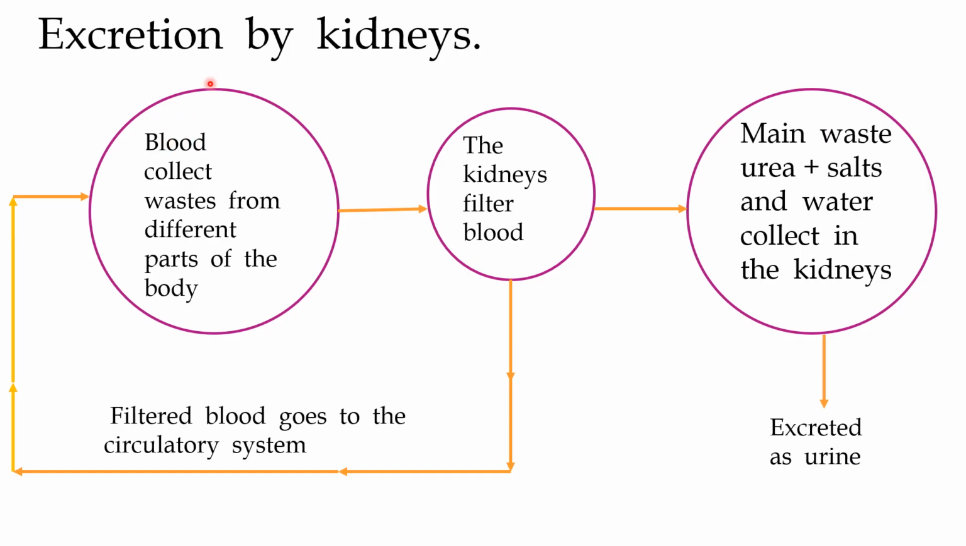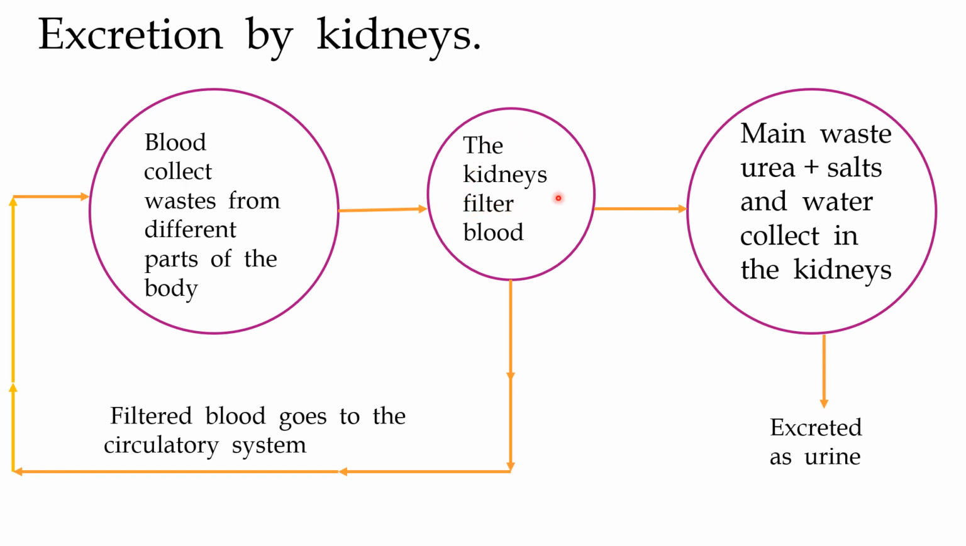Now, excretion by the kidneys. Now, how our kidneys help us to excrete all the waste. Blood collects the waste from different parts of the body. Now, yes, children, we already heard about this in the circulatory system. The veins, they carry all the waste and deoxygenated blood, isn't it? So that blood that is carrying waste goes into the kidneys.